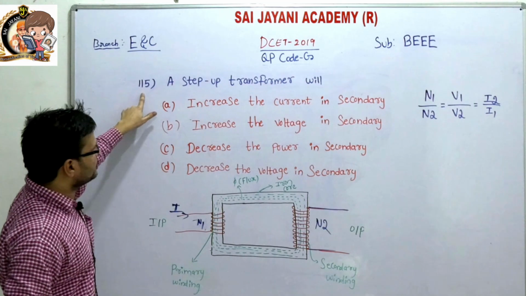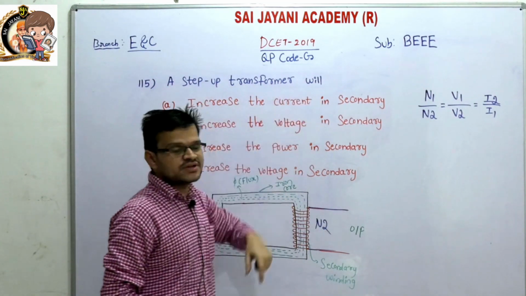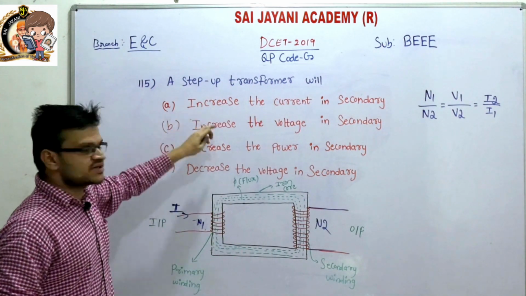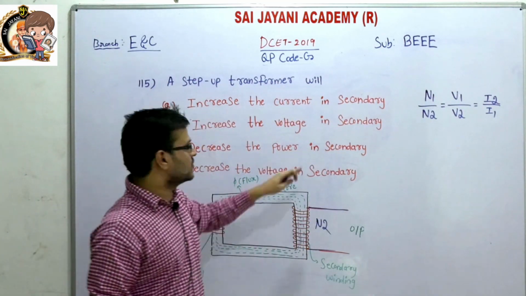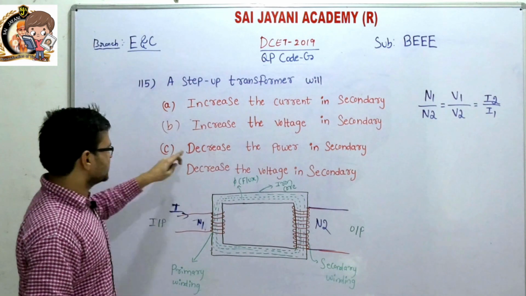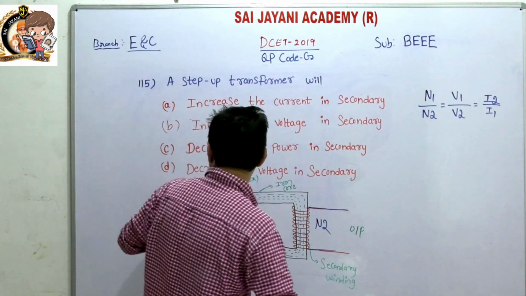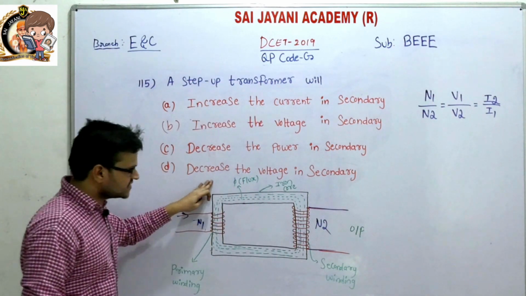The question number 115: a step-up transformer will... they are given 4 options. The first one is increases the current in secondary, the second option is increases the voltage in secondary, the third option is decreases the power in secondary, and the fourth option is decreases the voltage in secondary.